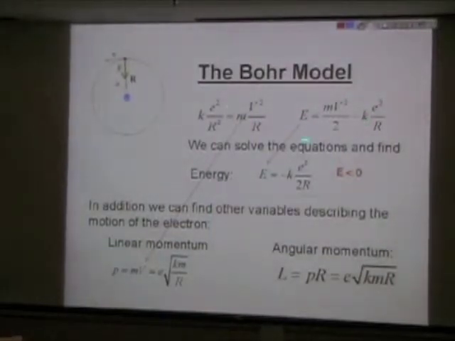If you combine these equations, you actually can calculate the total energy. It turns out it's a negative number. Why is it a negative number? Because the hydrogen atom is stable. So if you want to take away the electron, we have to do some positive work. And that's why the energy is negative. We can calculate momentum. We can calculate angular momentum.